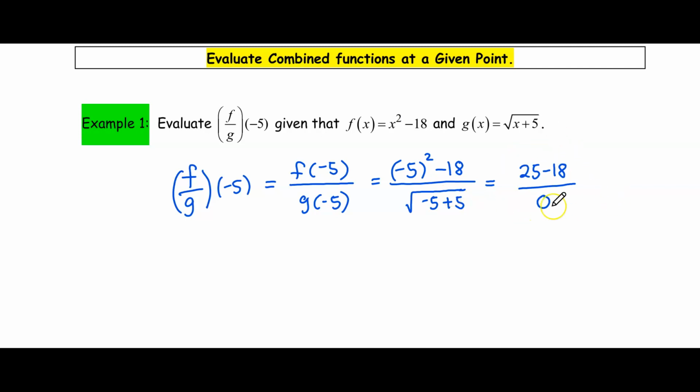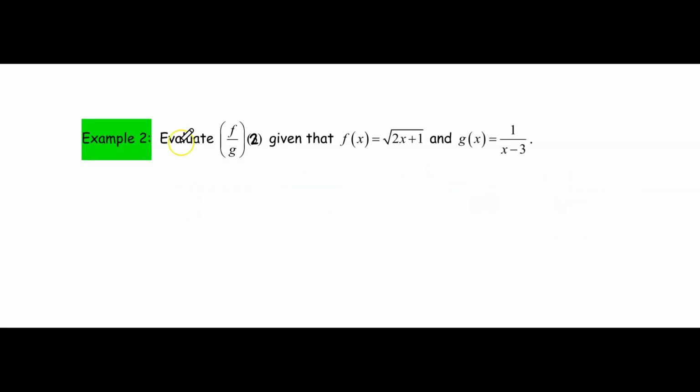So whatever the result is for the numerator, it would not matter. You would just say this one does not exist because the denominator is 0. Next, let's consider the following example.